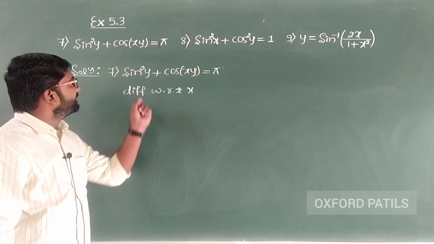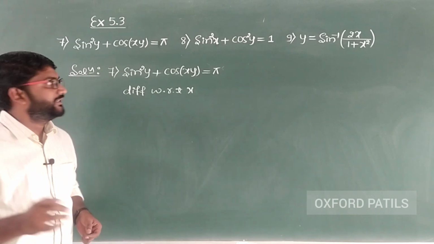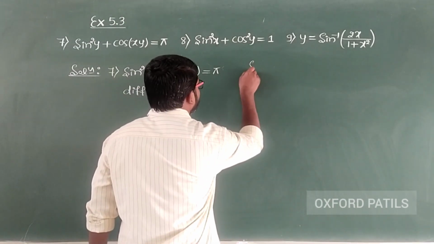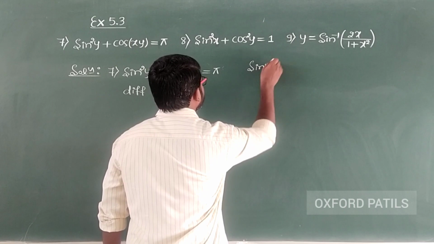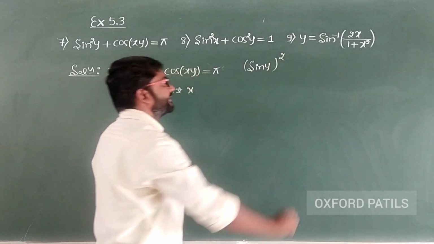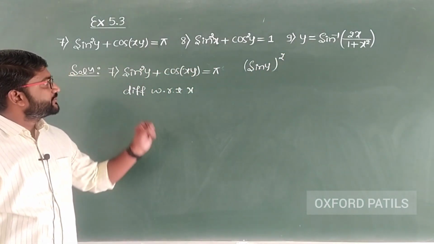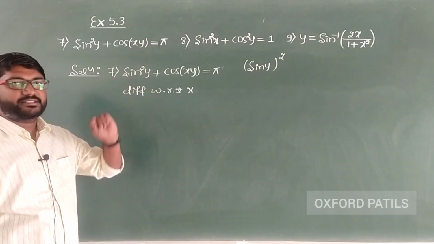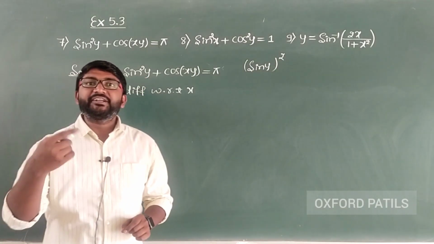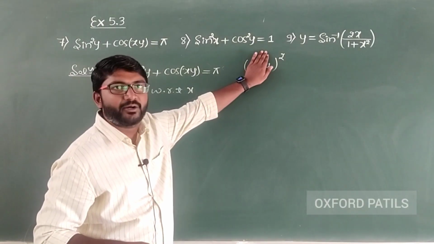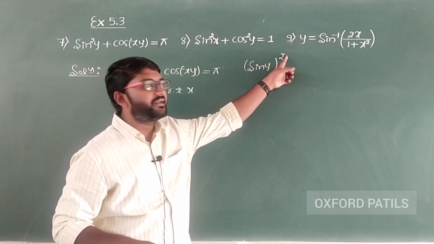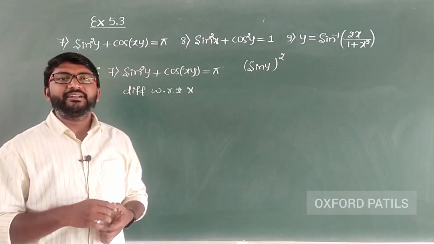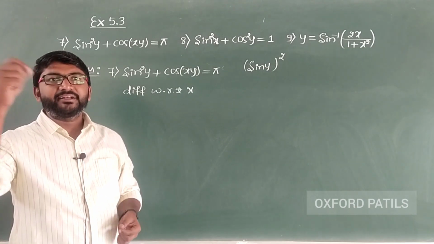Now how do you find the derivative of sin square y? So sin square y can be written as sin y the whole square. So we have to find the derivative of this function by making use of chain rule. Consider this as x now. It is in the form of x to the power n. What is the derivative of x to the power n? n into x to the power n minus 1.